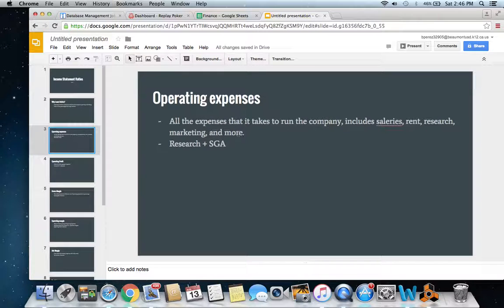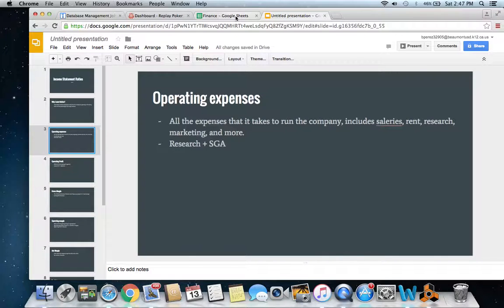So the first one we have is the operating expenses. This is not a ratio. This is just something to get us a ratio. So basically, operating expenses is all the expenses that it takes to run the company. So, all the people you have to pay, the rent you have to pay, the research for your product that you need to pay, all of that.